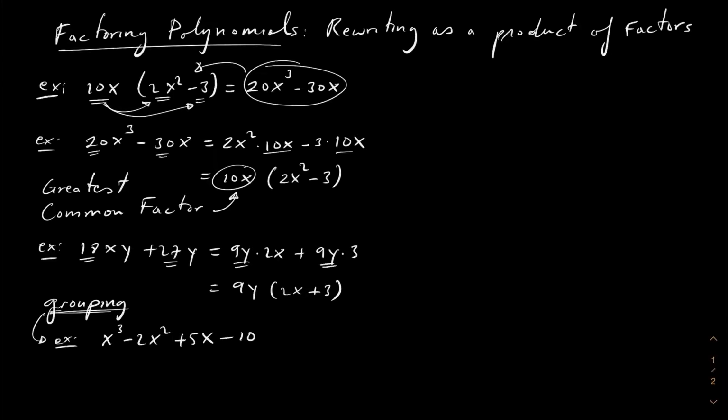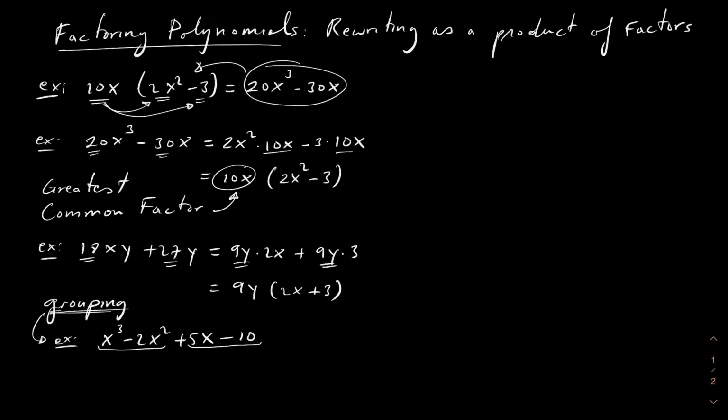Those guys here, most of the time you're going to have to group the terms together and try to figure out if you can come up with a partial factorization and then move on from there. So I'm going to group those terms together. The first two, I'm going to group them together. That's going to be x cubed minus 2x squared. And then the next two, 5x minus 10, I'm going to group them together.